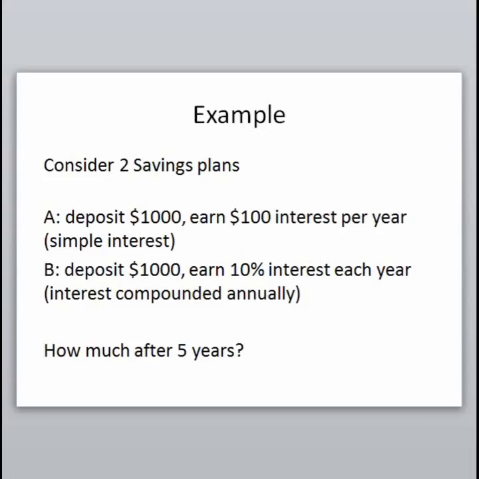So let's look at an example comparing these two. We're going to have two savings plans. In the first one, we're going to deposit $1,000, and then this account is going to pay us $100 in interest each year. In plan B, we're going to deposit $1,000, and this plan will pay us 10% interest each year. So we want to look at how these two accounts grow, and particularly look at how much money we will have after 5 years.